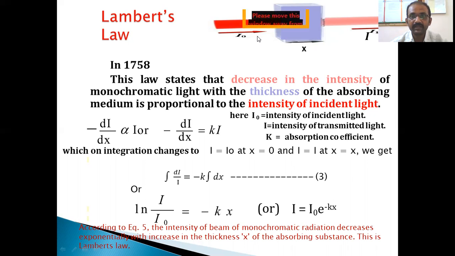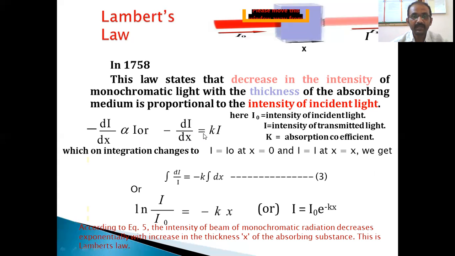Here I0 is the intensity of incident light, X is the thickness of the medium, I is the intensity of transmitted light. This law stated that there is a relationship between the I0 and X, incident light and thickness of the medium. Mathematically this equation can be written as minus dI upon dx is directly proportional to I. Minus sign means decrease in the intensity of incident light. I is the intensity of transmitted light, I0.